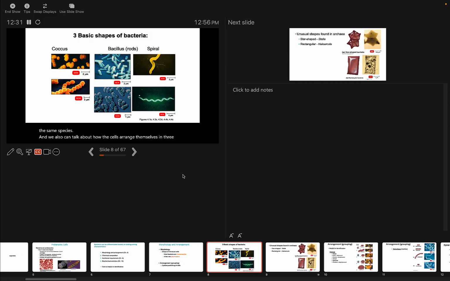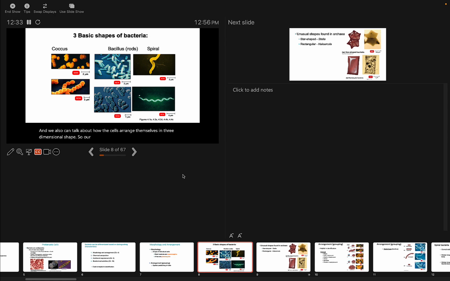So our three classic shapes in bacteria are, of course, the coccus, which is round, the bacillus, which we call rod-shaped or elongated, and then spiral. Spiral can sometimes be as simple as a comma shape, like Vibrio, or it could be more like a corkscrew, like some of the spirochetes, like Borrelia or Treponema. So these are our three classic shapes of our prokaryotes.